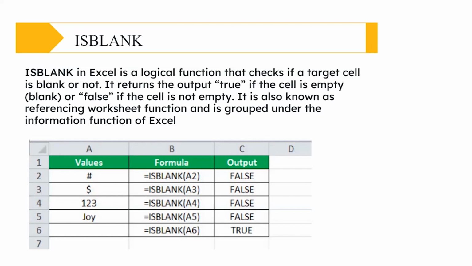And what does ISBLANK exactly do? It says if a cell is blank or not. If a cell is blank, it will return TRUE. If the cell is not blank, it will return FALSE. So let's see how this works.